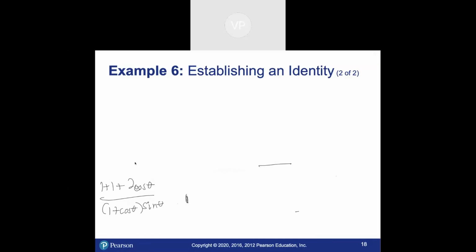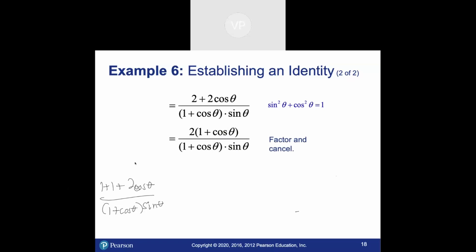So from there, and that's why I wrote this so you can see to the next page, we have 1 plus 1, which gives us that 2 on top: 2 plus 2 cosine theta. Then factor out the 2. So we have 2 times 1 plus cosine, and you can see it already: the 1 plus cosines cancel off. We have 2 over sine, and this should remind you, oh yes, my goal was 2 cosecant theta, and 2 over sine becomes 2 cosecant.